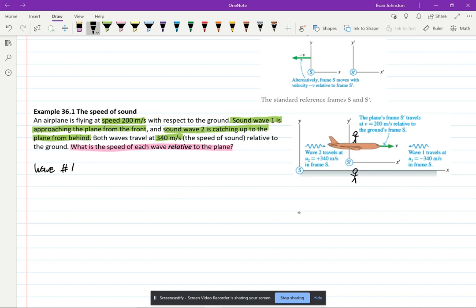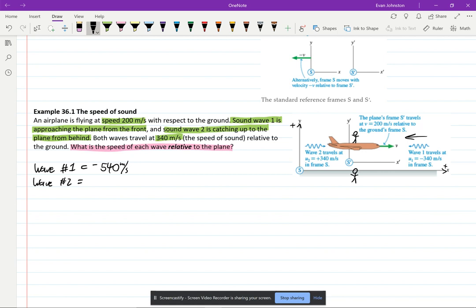Wave number one, and I'm not going through the fancy equations for it, but since they're moving towards each other, we have to add those two velocities together. So we're actually going to get 540 meters per second, but since it's going to the left and our axes are positive y is this way and positive x is that way, this will be negative 540 meters per second, because if I'm sitting here, this wave is going to appear like it's going 540 meters per second that way to the left.